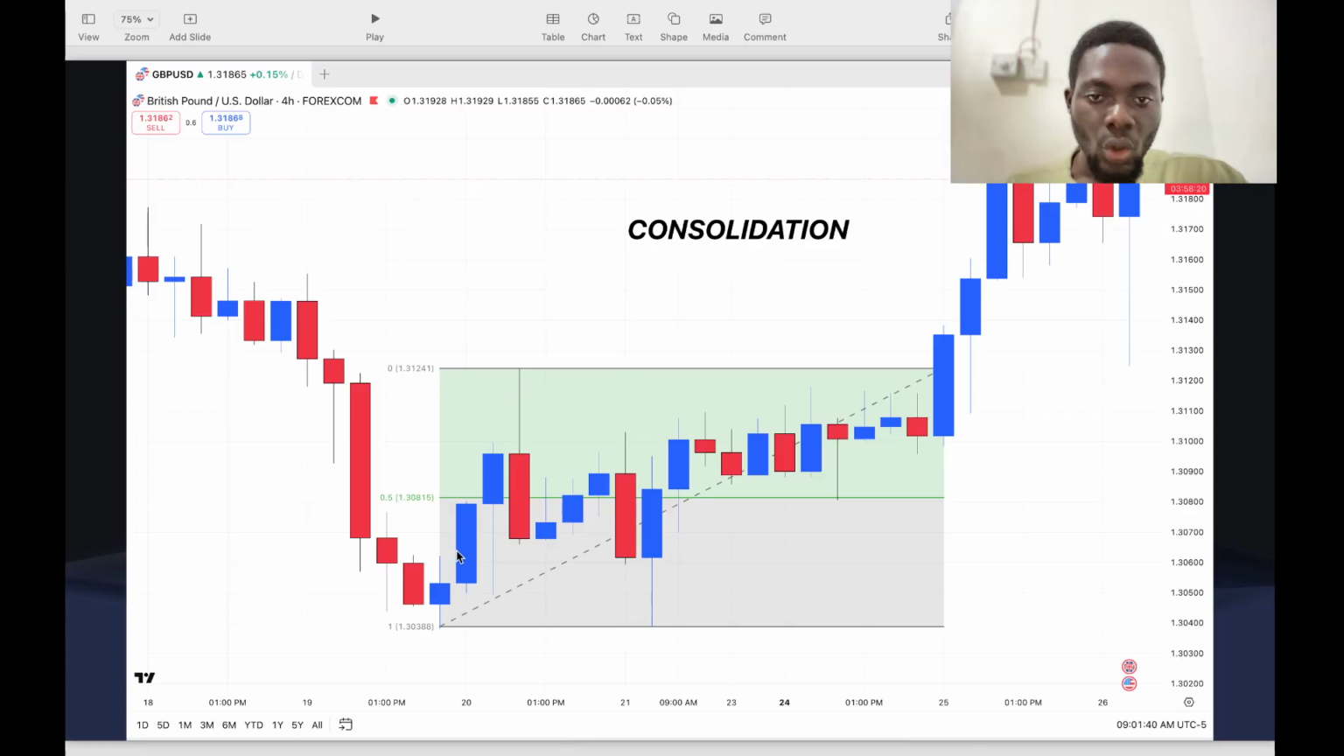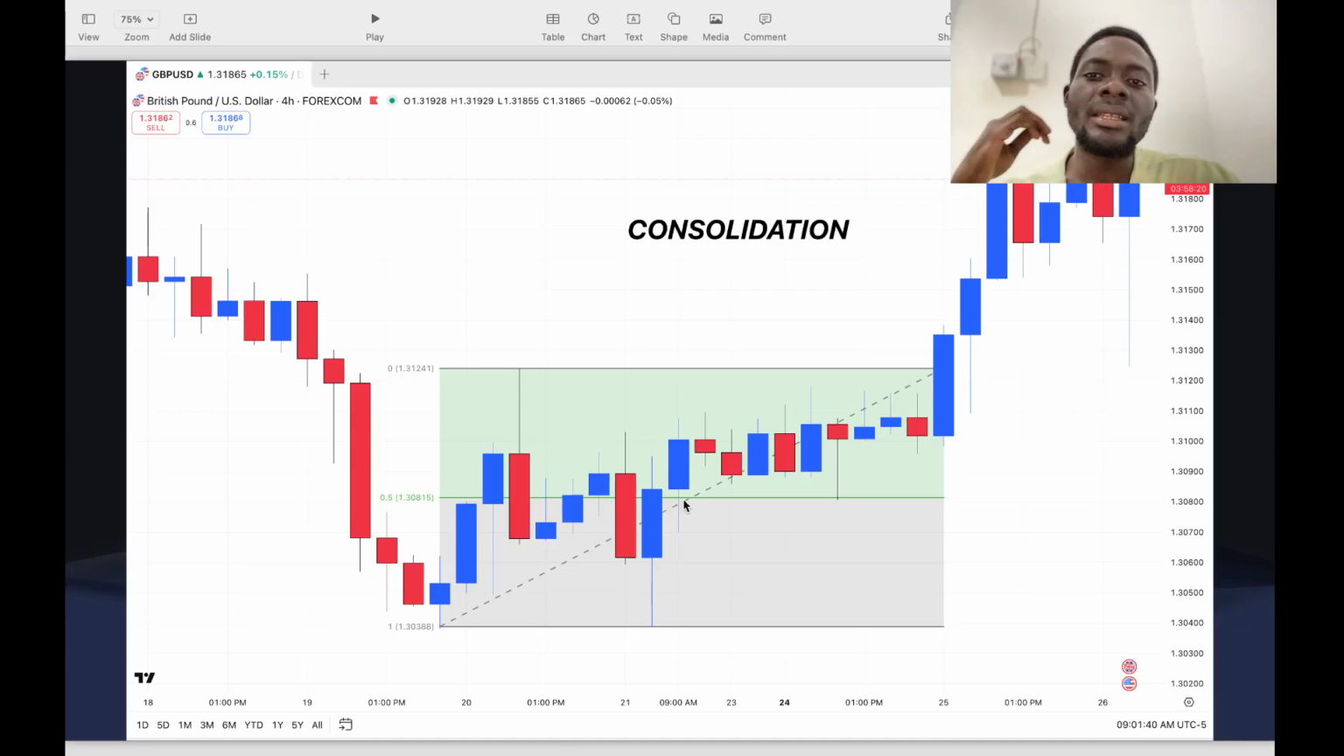Yes. So it was ranging. Then it got to this level, this equilibrium level. Immediately it started touching this level. What did you see? You didn't see any candle close below this level. You didn't see any candle close.